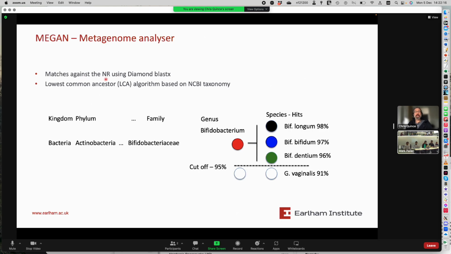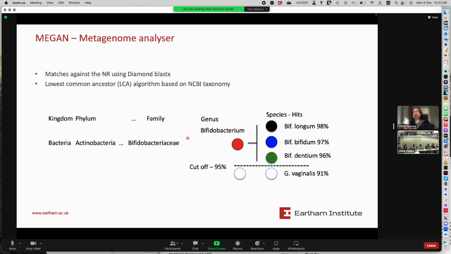So it would use the entire NR, and then it depends upon this very efficient search program produced by Daniel Houston, Diamond, to do a BLASTX of your metagenome sequences against that. Then it takes, so this is exactly what I talked about in the context of 16S, all hits above a certain level of identity, and then it does a lowest common ancestor algorithm on those hits. So in this instance, we've got hits to 3 different species of Bifidobacterium. We'd end up classifying this read as deriving from Bifidobacterium, but we'd say we weren't able to be more precise.